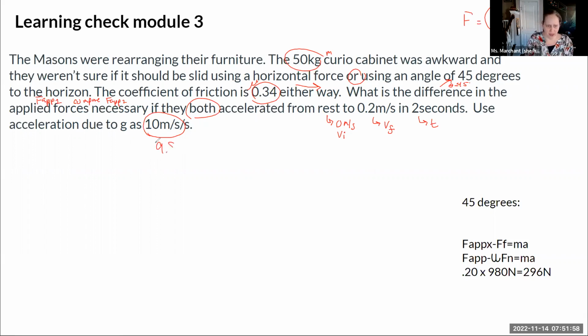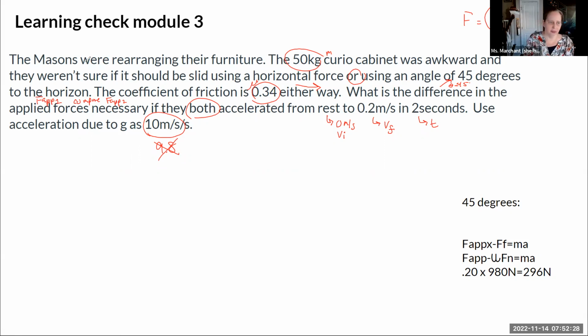Use acceleration due to gravity as 10 meters per second squared. That's just to let you know not to use 9.8 in this situation. Always read the problem. This does not mean that I use this as my acceleration in the problem. It just means my acceleration due to gravity. So our downward acceleration would be that. Okay, and it might not actually be accelerating because it might have a normal force balancing it out or a force applied balancing it out.